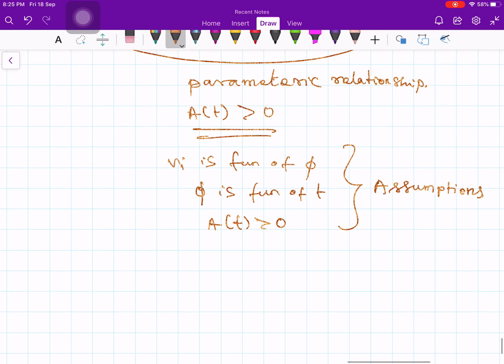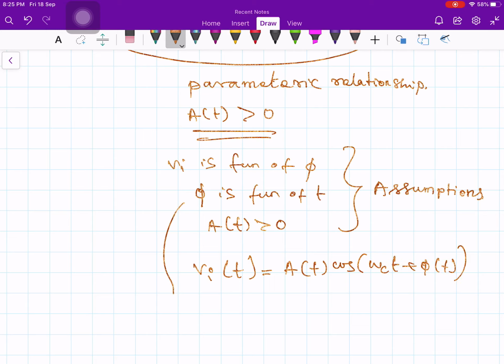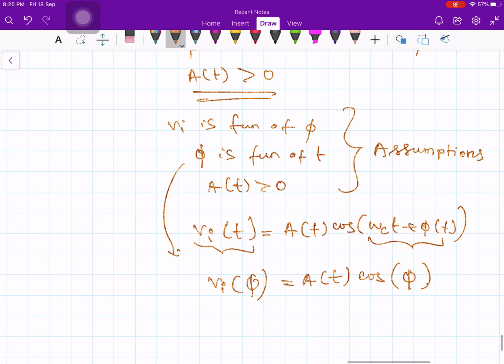Okay, therefore what is your Vi of t? We said Vi of t is equal to A of t times cos of omega ct plus phi of t, that's what we said initially. Now based on this assumption, this Vi of t becomes Vi of phi, which is equal to A of t, always positive, times cos of the whole thing, which I am replacing by phi. But this phi is a function of t.